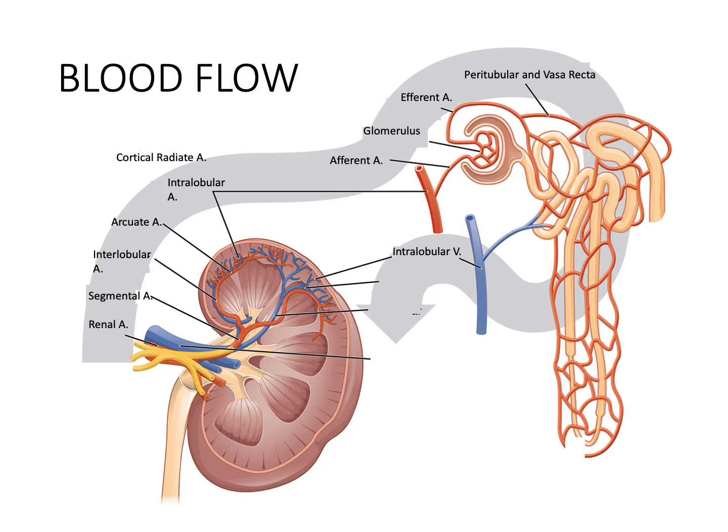This is going to lead to the intralobular vein. The intralobular vein is going to head to the arcuate vein. The arcuate vein is going to head to the interlobular and segmental veins. The interlobular and segmental veins will junction together to form the renal vein and exit through the hilum.